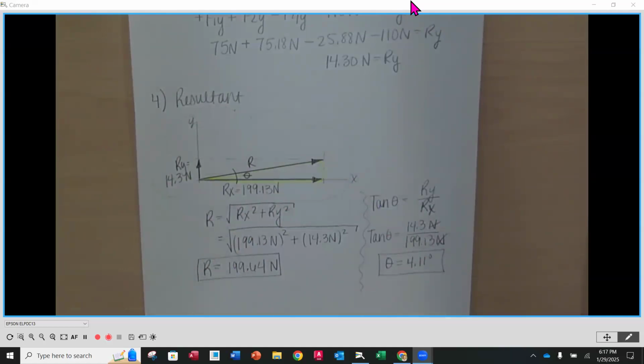Box around those. Okay, so it's a bit of a process, and there's stuff that you have to write out. You're going to see that there are going to be some problems that you're going to solve using the rectangular component method. That's what this is called, the rectangular component method.